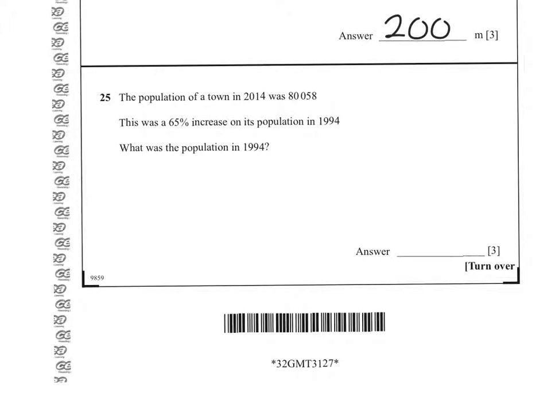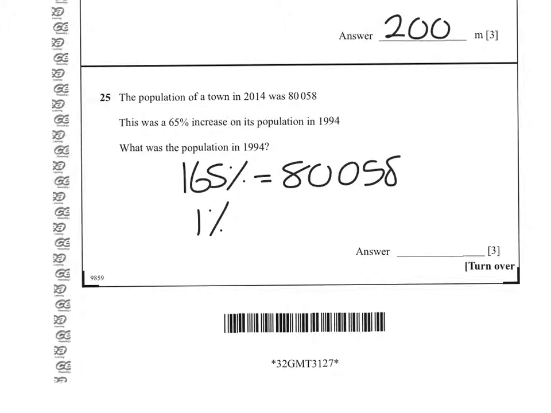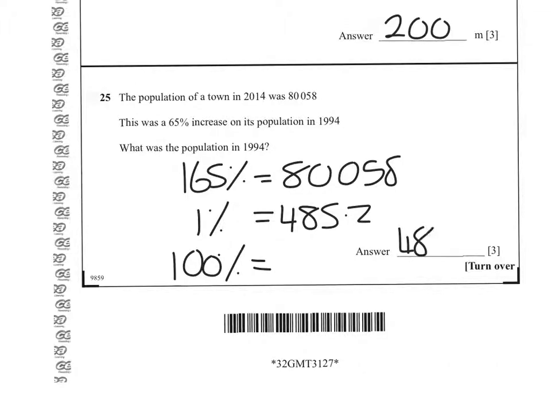If we've had an increase of 65%, that means that we have 165% of the population, which is 80,058. To work out 1%, we'll do 80,058 divided by 165, which gives 485.2.